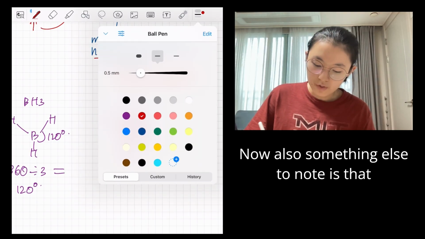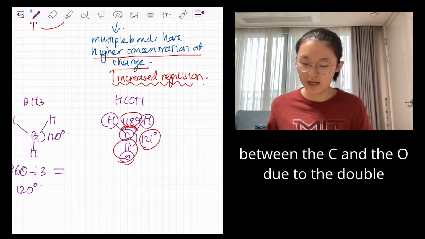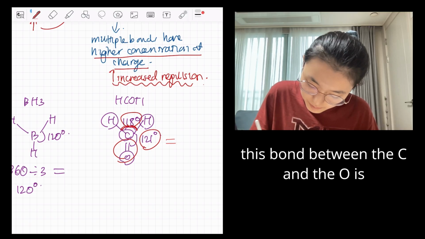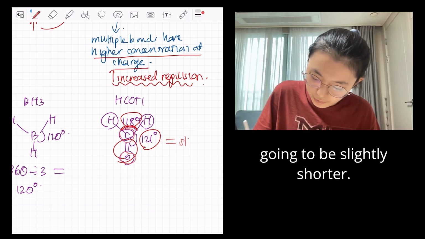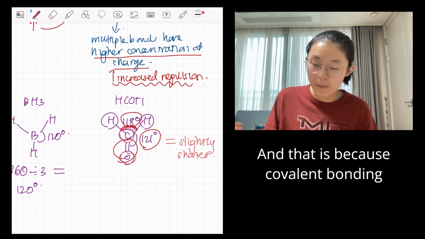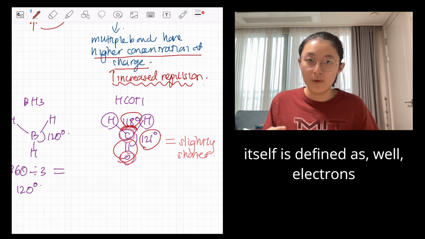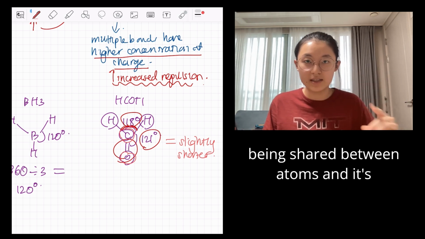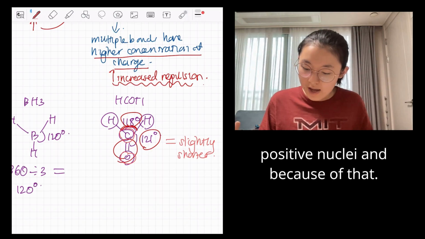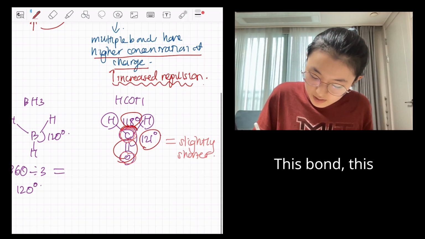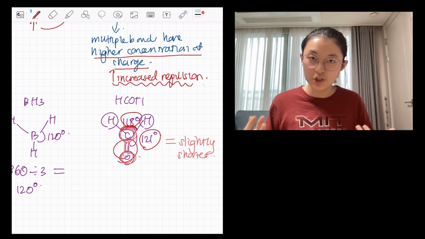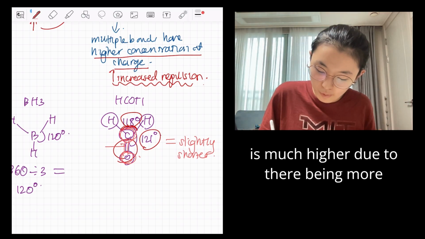Now, also something else to note is that because of the increased repulsion between the C and the O due to the double bond, this bond between the C and the O is going to be slightly shorter. And that is because covalent bonding itself is defined as electrons being shared between atoms, and it's technically defined as the attraction between the electrons and also the positive nuclei. And because of that, this distance is going to be much shorter because the attraction is much higher due to there being more electron pairs here.